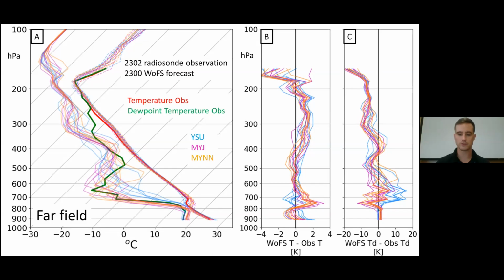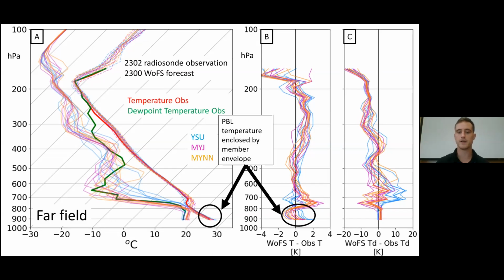So to point out a few interesting aspects here, the first thing is that the PBL temperature is well enclosed by WoFS, and you're going to hear me use this phrasing quite a bit, WoFS is enclosing the observation. This means that WoFS at least has a chance of correctly forecasting what actually happened. So this is what we'd like to see. We like to see spread around the true value.